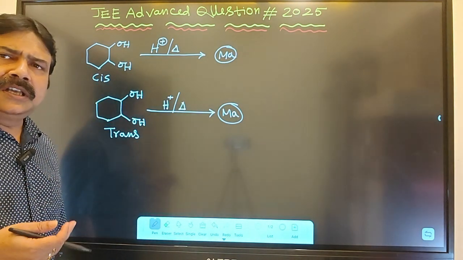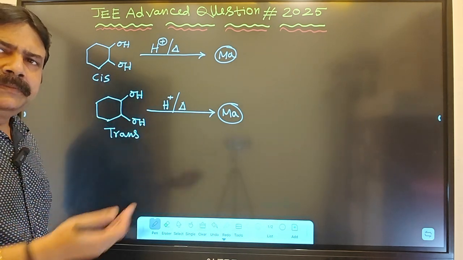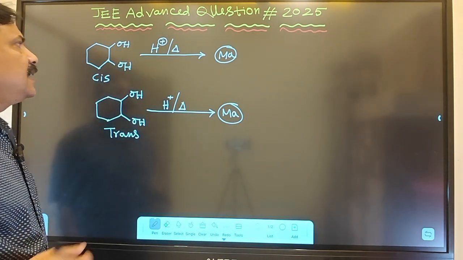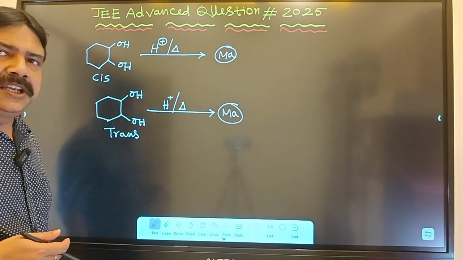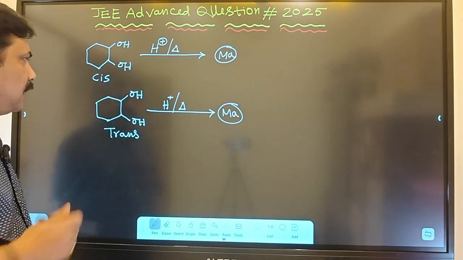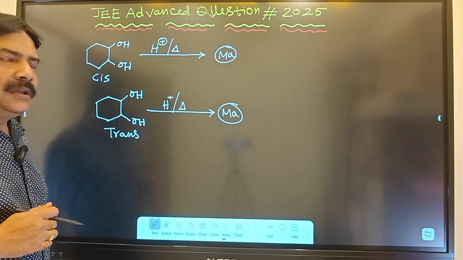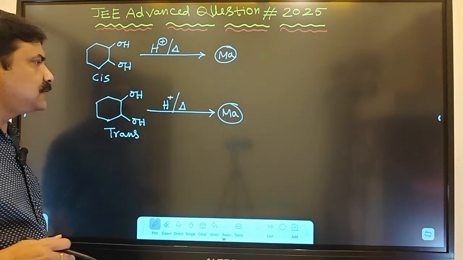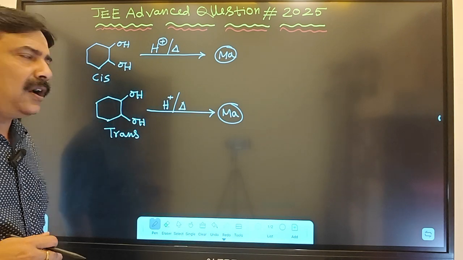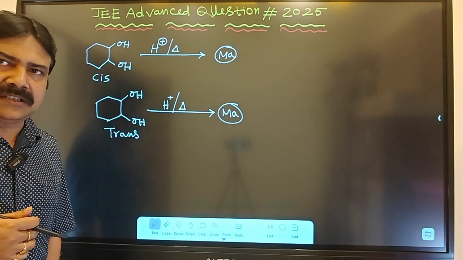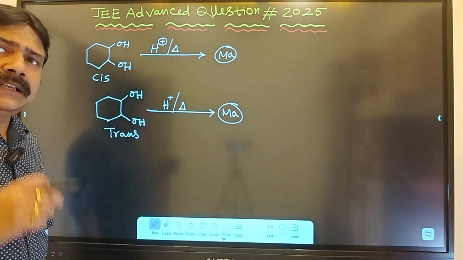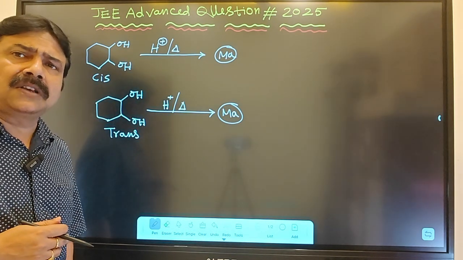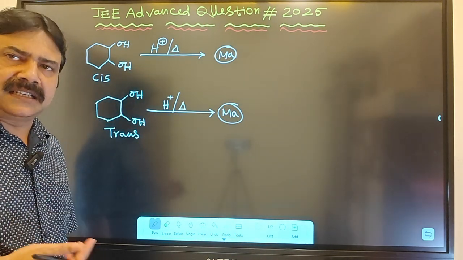Generally in your book you will see they give concentrated H2SO4 with heat, and instead of that here they are giving H plus and heat. Now 1,2-diol means one position also has OH, as per the IUPAC name, and the two position also has OH. So that's why it is the 1,2-diol acid catalyzed reaction, a very famous reaction, the preparation of ketone from alcohol, acid catalyzed.